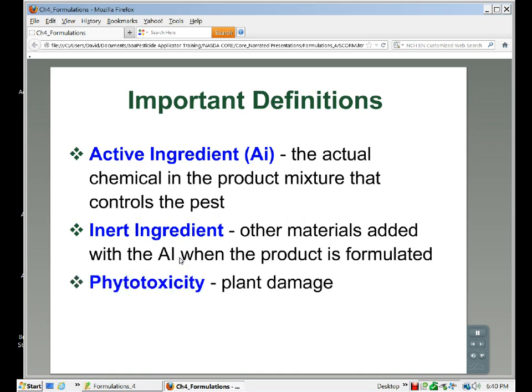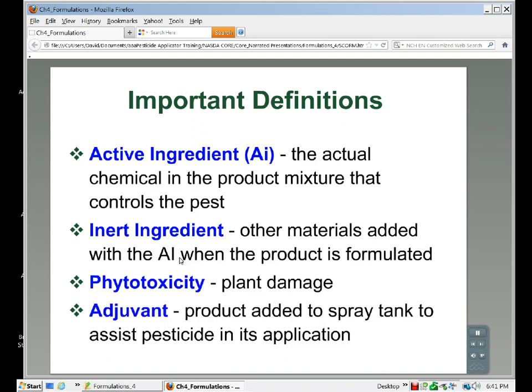Phytotoxicity is a concern with some formulations. Simply defined, phyto meaning plant, toxicity means injury, so phytotoxicity is plant damage. Shortly, we'll discuss which formulations, due to their ingredients, pose concerns for phytotoxicity. Adjuvant is a technical term that means additive. Adjuvants are products that are added to a spray tank mixture and assist with pesticide stability, mixing, or control effectiveness.